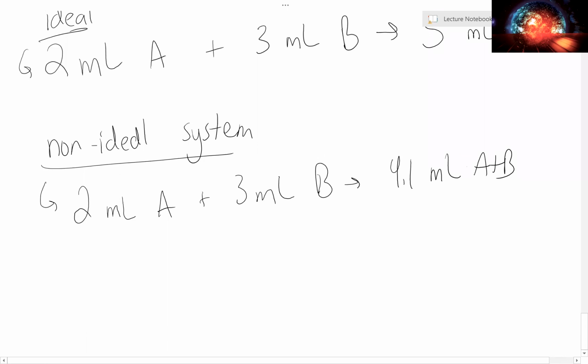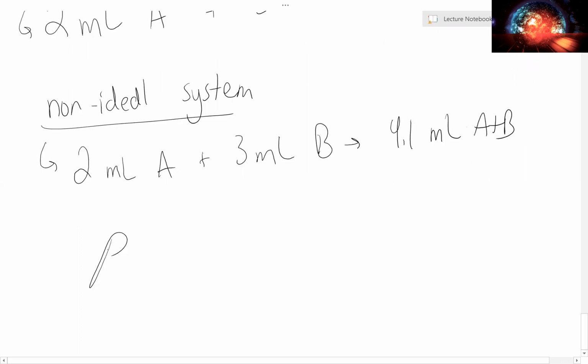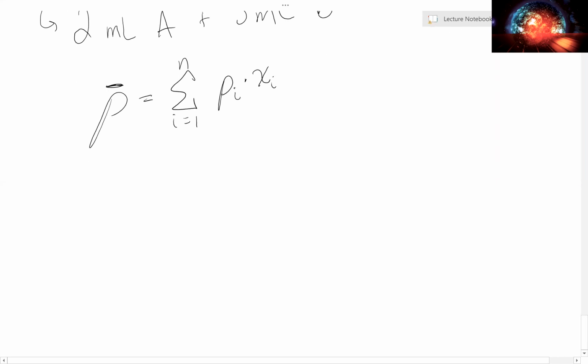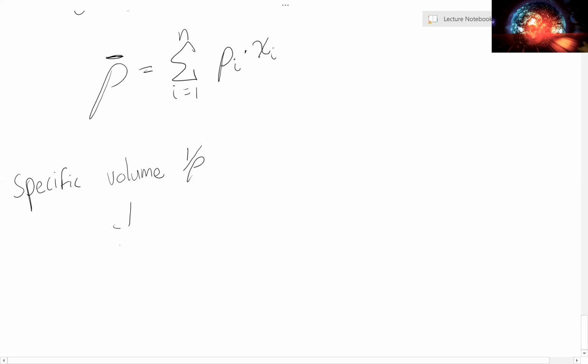And so we can define and describe volume additivity as the density of a mixture, or the mean density, is equal to the sum of the density of each species times the mass fraction of each species. And you can also define it in terms of specific volume, which is 1 over the density, and say the specific volume is equal to the sum of the specific volume of each species times the mass fraction of each species.